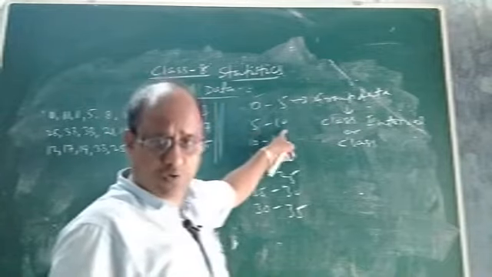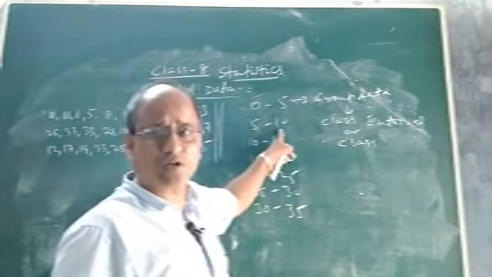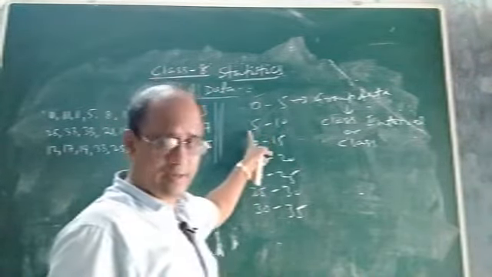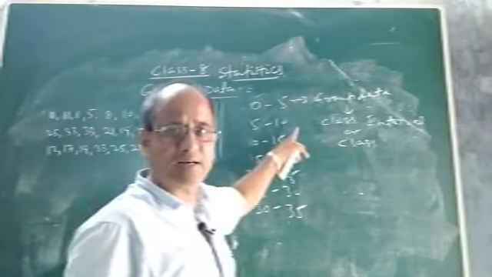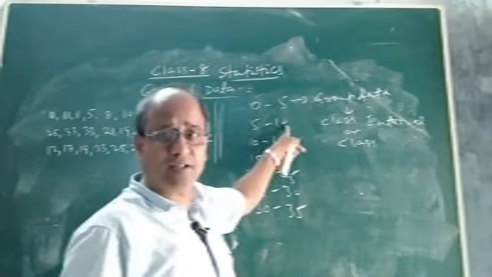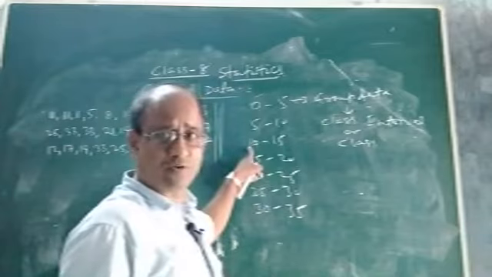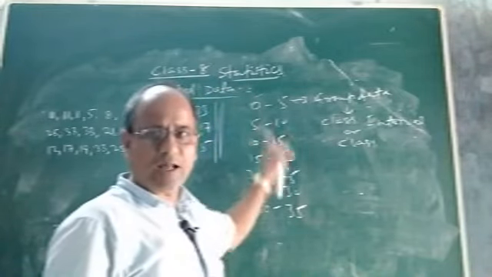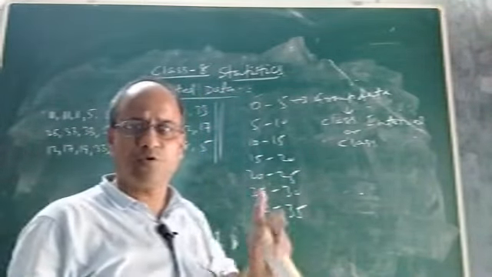So this group will consist of which scores or which observations? Namely 5, 6, 7, 8 and 9. 10 will not come in this group. 10 will go to the third group, that is 10 to 15. So like this you will form group data.